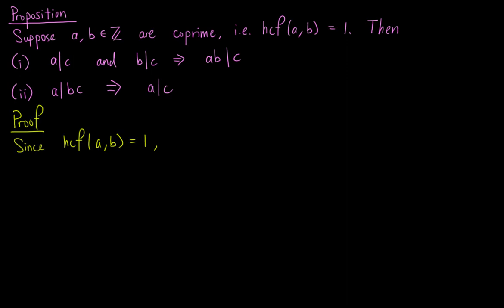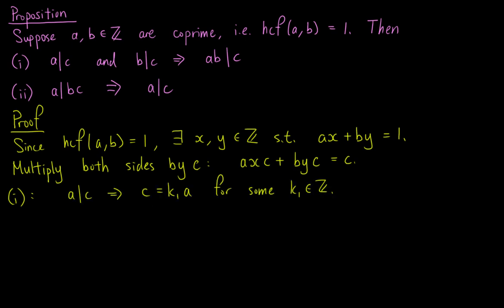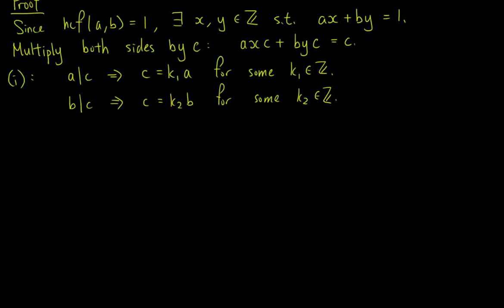To prove this, since HCF of a and b is 1, we know from the extended Euclidean algorithm that there exist integers x and y such that a times x plus b times y equals 1. If we multiply both sides by c, we get axc plus byc equals c. For the first statement, a divides c means that we can write c equals k1 times a for some integer k1. b divides c means that we can write c equals k2 times b, where k2 is an integer.